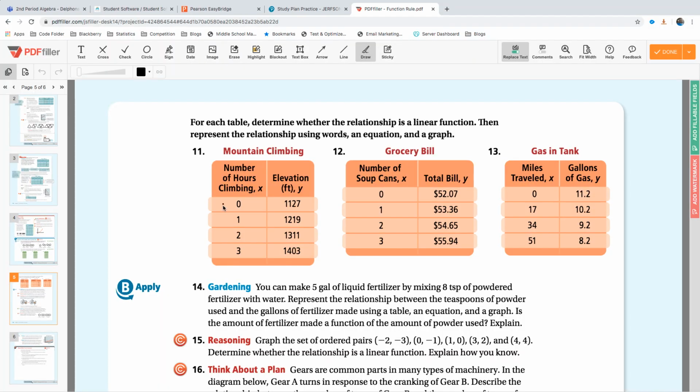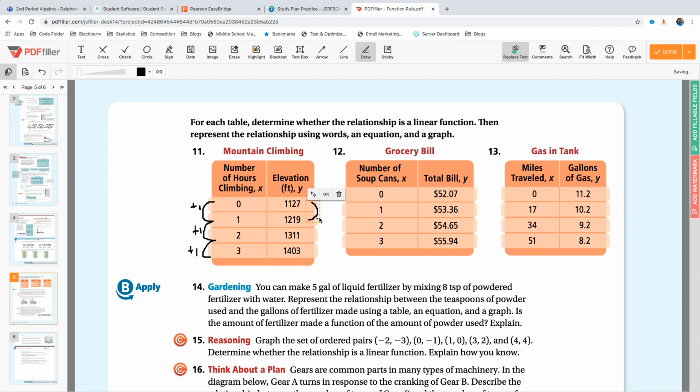Let's go. As promised, we're going to focus on creating a function rule. Let's first determine the pattern that's here. Notice from 0 to 1, it seems like I went up 1. From 1 to 2, I went up by 1. And then from 2 to 3, I went up by 1. So we've established our pattern for our input. Let's look at our output, elevation.